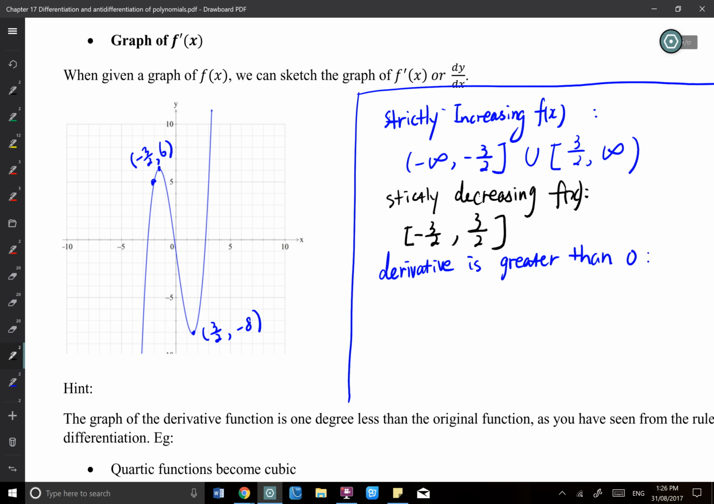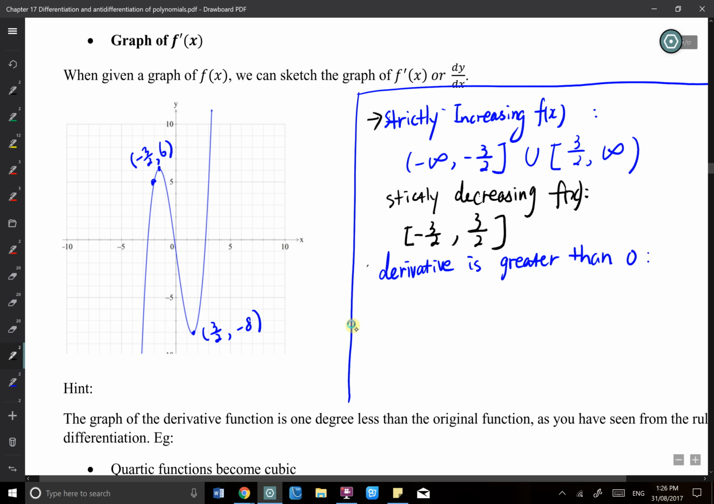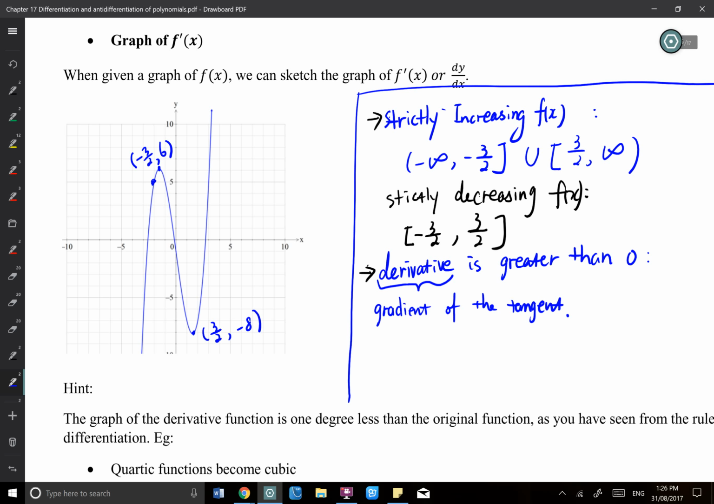Next one, derivative is greater than 0. Okay, it's a comparison between this one and this one. When is the derivative greater than 0? Okay, derivative is the gradient of the tangent. Which part of the graph do you think the gradient of the tangent will be greater than 0? Not the turning point, definitely not the turning point, because the turning point will give you equals to 0. You want greater than 0.